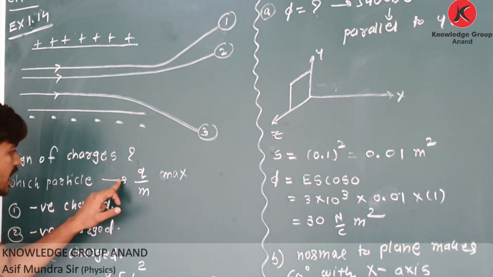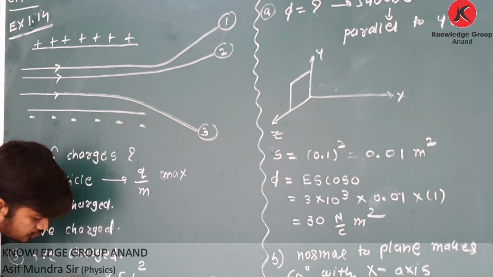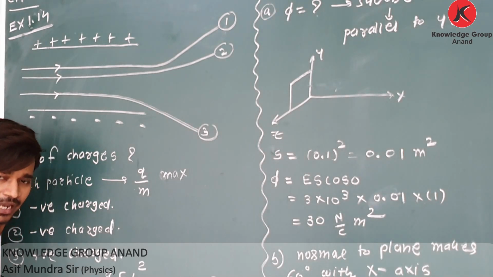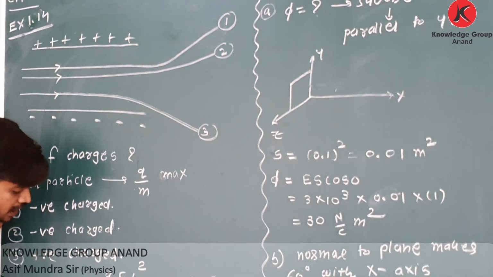Which particle has the maximum Q upon M ratio? See, in one of the exercise questions, we obtained an equation of deflection: y is equal to Q E L square upon 2m Vx square. From this equation, Q upon M depends on deflection. If we have more deflection, the Q upon M ratio is more. Less deflection, the Q upon M ratio is less.